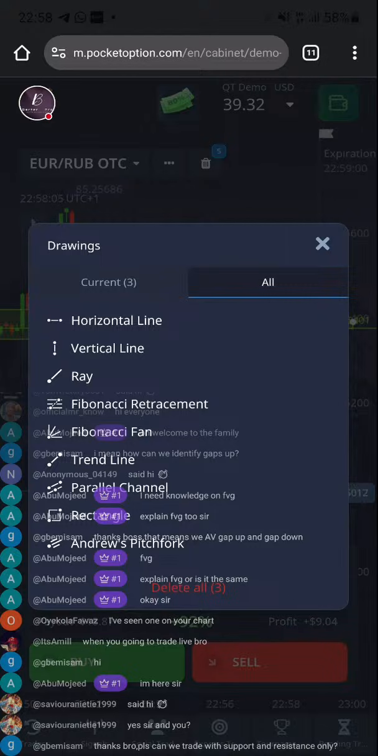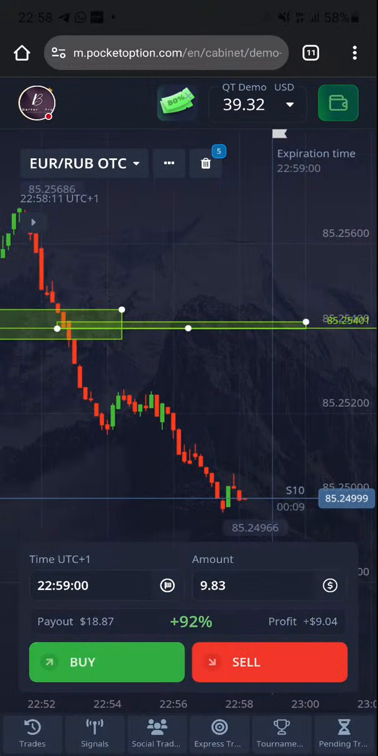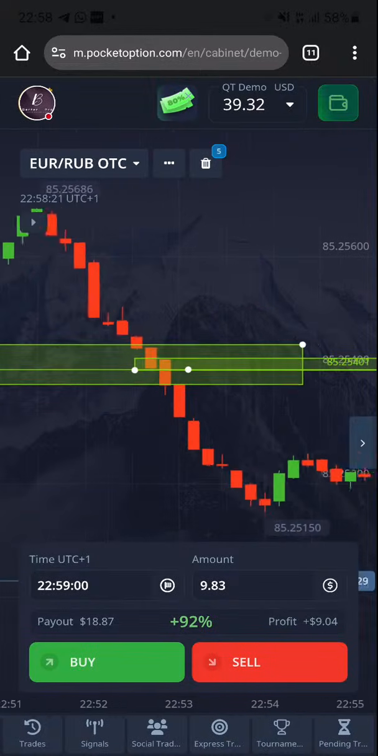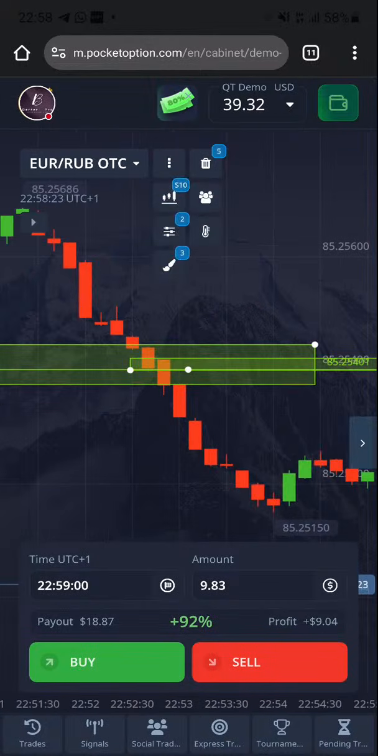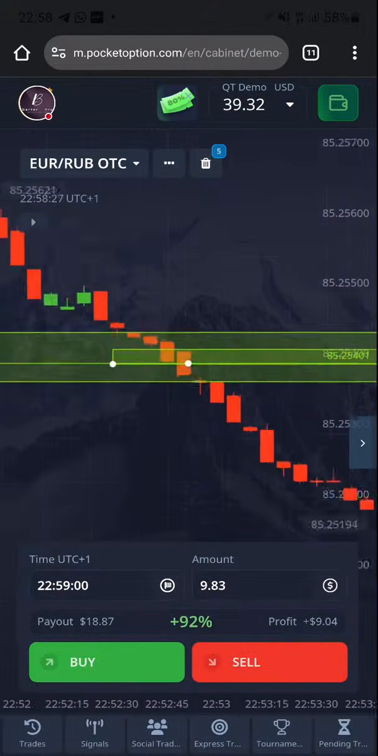Egbemi Sam, you're welcome. Can we trade with support and resistance? Yes, why not? You can trade with classic support and resistance if you know what you're doing, and if you can combine the necessary strategies or the necessary confluence with it. Why not? I traded support and resistance yesterday, just only support and resistance, nothing else.